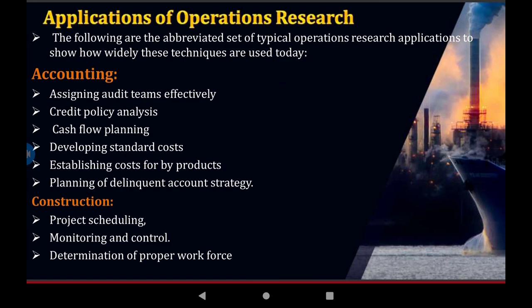The following are some observed sets of typical operation research applications, showing how widely these techniques are used today. Operation research is, in today's time, most important for all organizations and different fields.